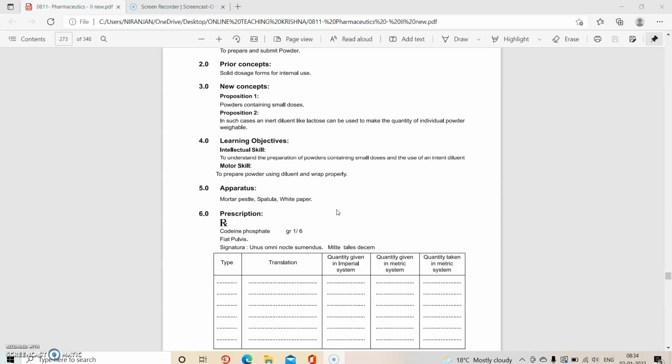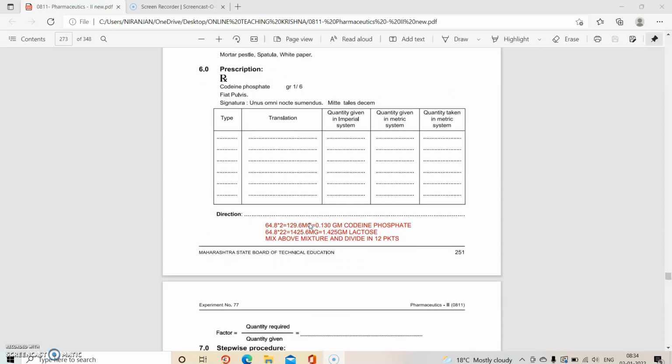So how we will calculate this? We cannot weigh 1/6 grain. Practically it is difficult to weigh the 1/6 grain. So what we have to do? The minimum quantity weighable of codeine phosphate is 2 grain. How much quantity we can weigh? 2 grain. So first we will weigh codeine phosphate 2 grain.